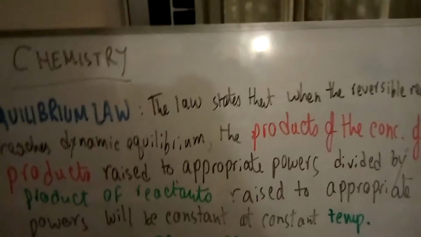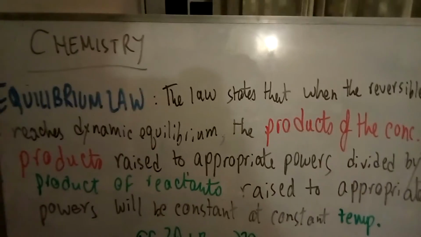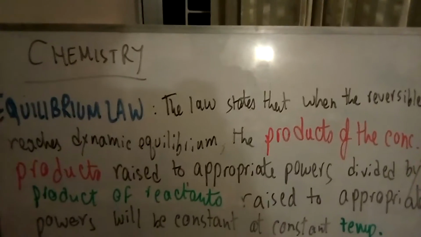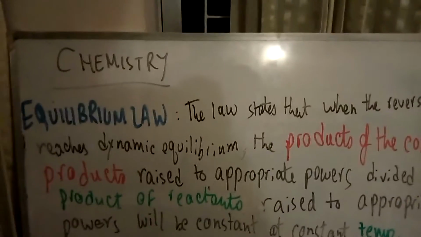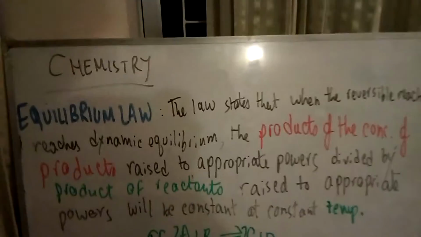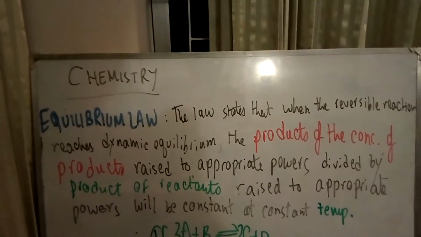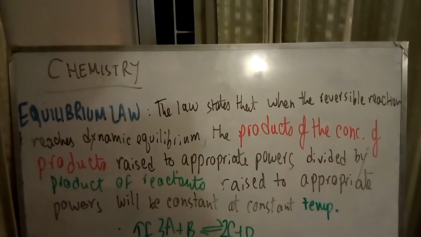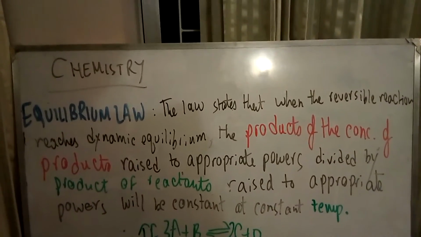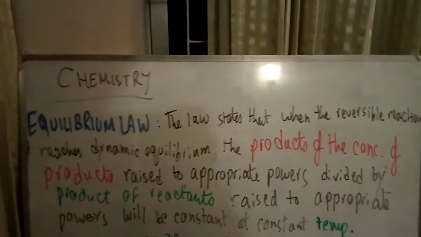Alright, so you guys wanted to know about Kc, so I'm going to do exactly that. But before we learn about Kc, it's best if you revise what the equilibrium law is. The equilibrium law states that when a reversible reaction reaches dynamic equilibrium, the product of the concentration of products raised to appropriate powers divided by the product of reactants raised to appropriate powers will be constant at constant temperature. So what does that mean?